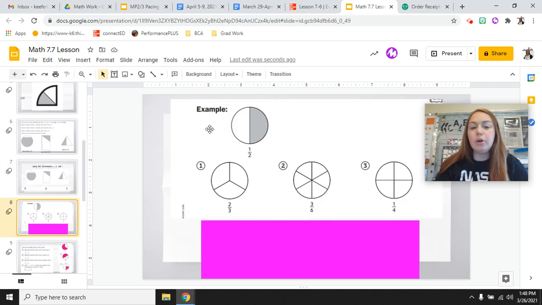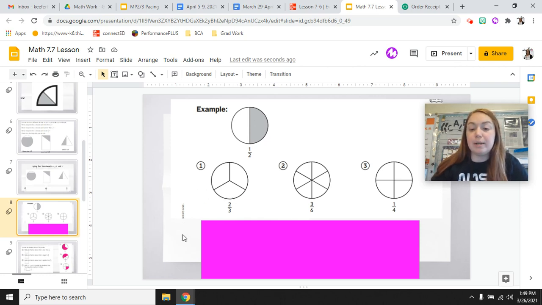All right, so on your whiteboards, we're going to practice trying to draw fraction circles a little bit, okay? So on your whiteboard, I want you to fill in this first one to show 2/3. So try and draw this fraction circle on your whiteboard to show 2/3, just like here for our example, we show 1/2. Now I want you to try and show 2/3.